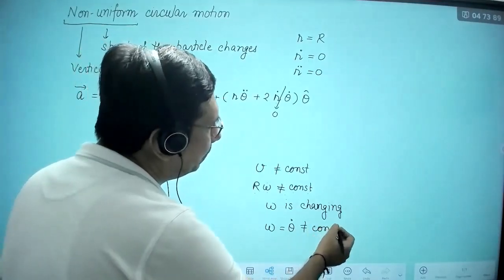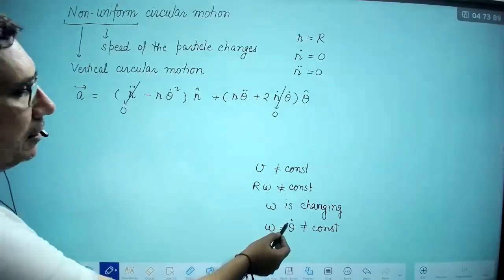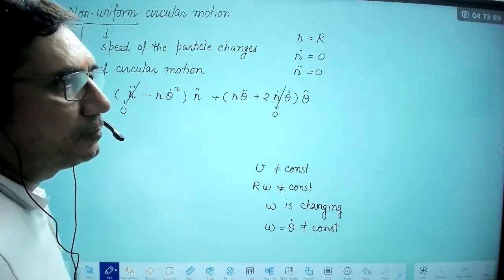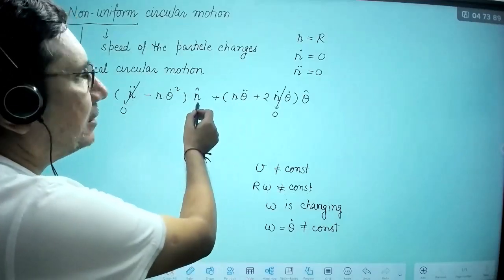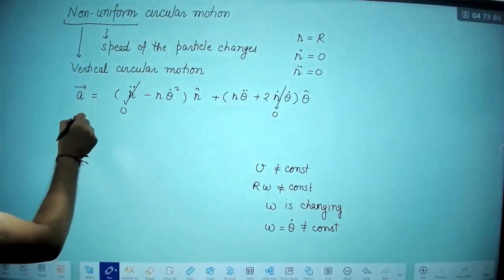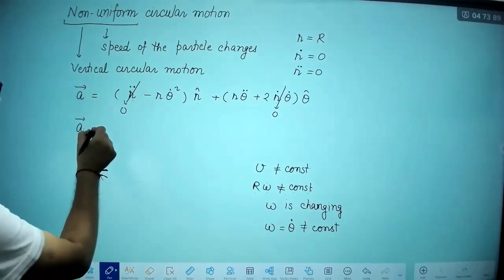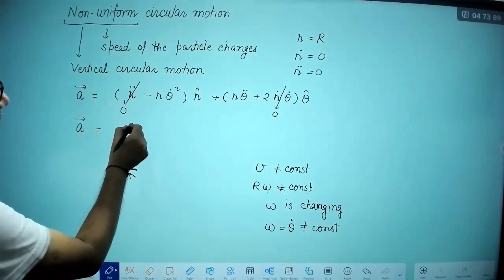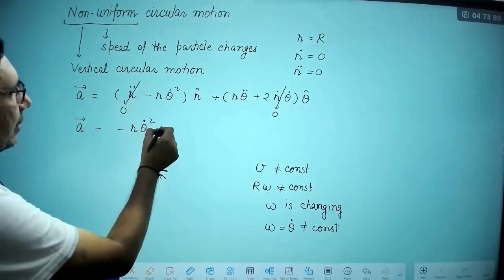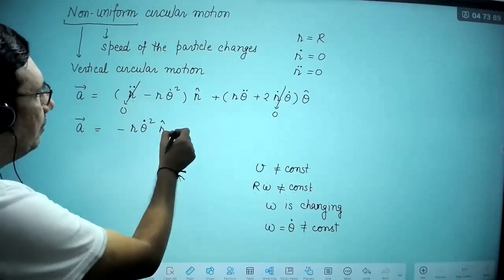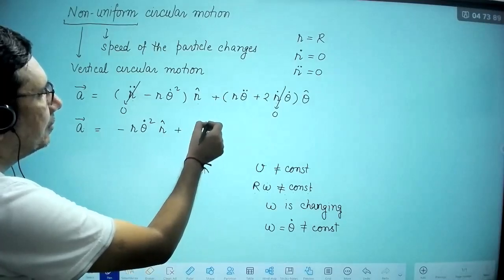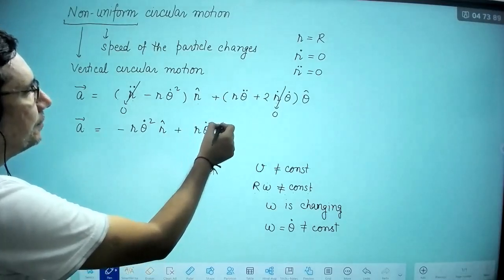Very similar to the speed, theta dot is not constant. So theta double dot will not be 0. This time, both the components r cap as well as theta cap will survive. So what will be the acceleration in case of non-uniform circular motion? One part will be the same: minus r theta dot square r cap, and second, plus r theta double dot theta cap.